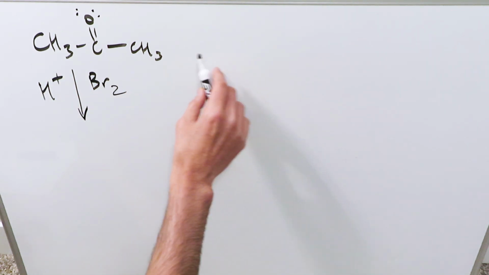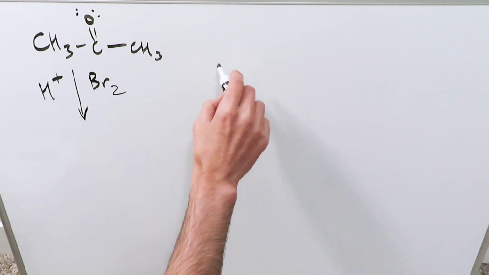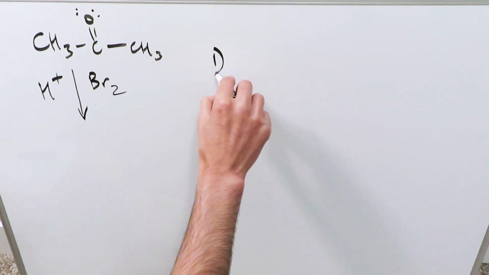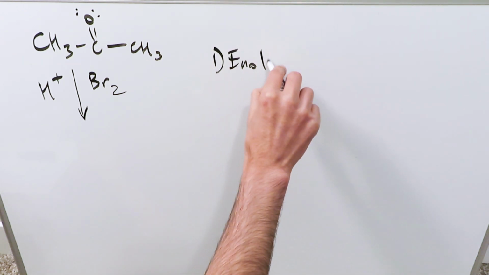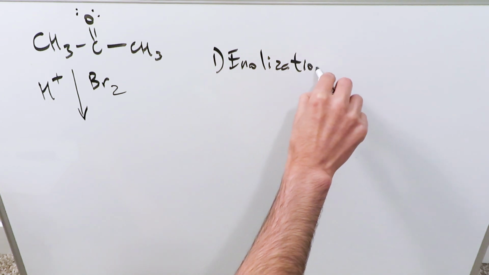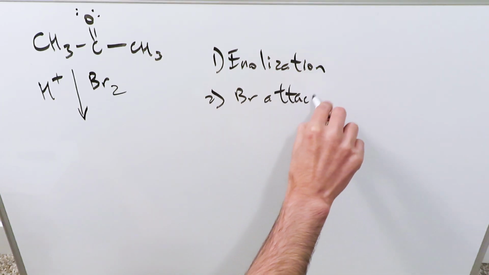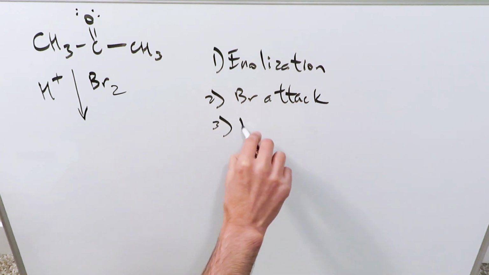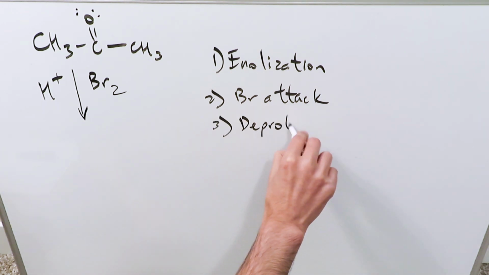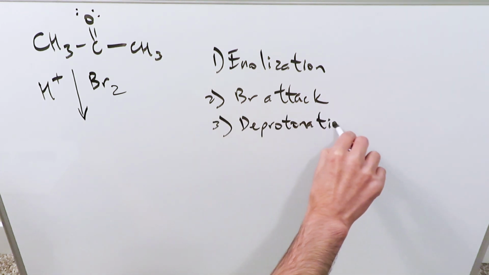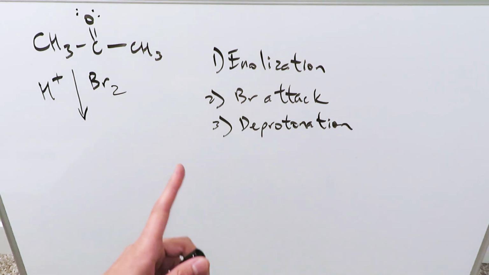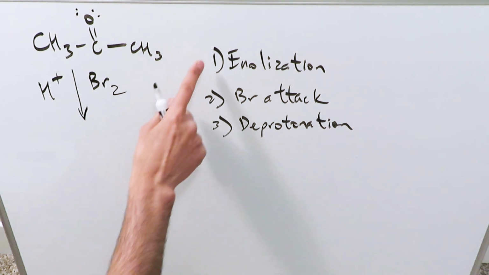Now, when you're looking at this reaction, the halogenation of aldehydes and ketones, it occurs by means of three steps. One is enolization, where you have a keto-enol intermediate. The other one is your bromine attack. And then lastly, you have a deprotonation. We will look at all of these. Deprotonation means a proton will be lost, or a hydrogen atom is lost. We are starting here with the enolization, step number 1.